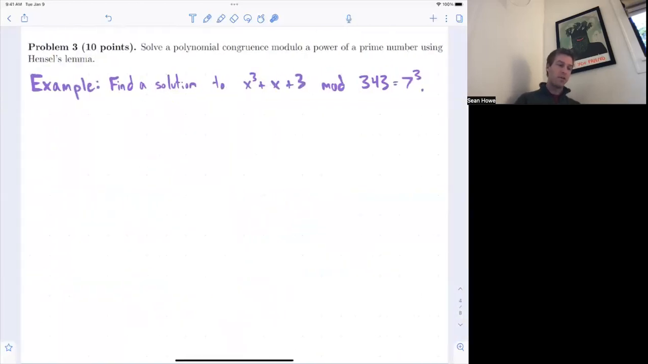So we want to solve a polynomial congruence modulo a power of a prime number using Hensel's lemma. Here's an example. Let's find a solution to x cubed plus x plus 3.